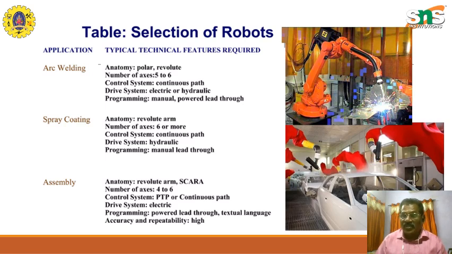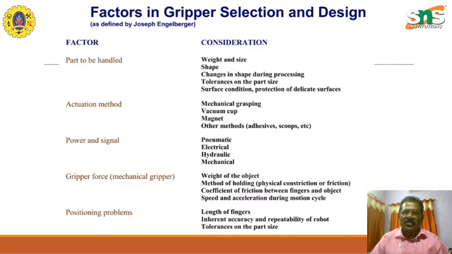Assembly type of robots are there, quite interesting. I think we'll come back to this again there. It is called a SCARA robo, selective compliance assembly robo arm. It is a special kind of robo. The number of axes is 4 to 6, point-to-point system, or it could be a continuous path one, electrically driven, and then it is programmed through lead-through, textual language, and accuracy and repeatability is very high because of the assembly.